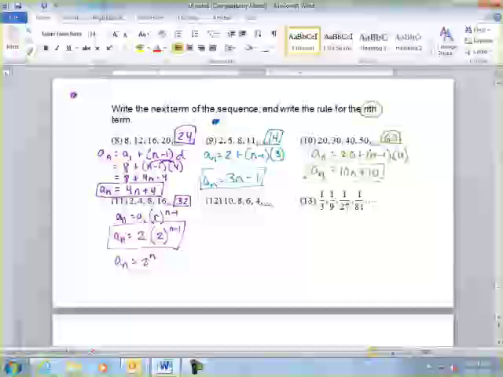Number 12 is also arithmetic. It's subtracting 2, or we could think of adding a negative 2. So there will be first term plus n minus 1 times the common difference, which is negative 2, adding a negative 2. Distribute that in and combine like terms, and I would end up with 12 minus 2n, or negative 2n plus 12.